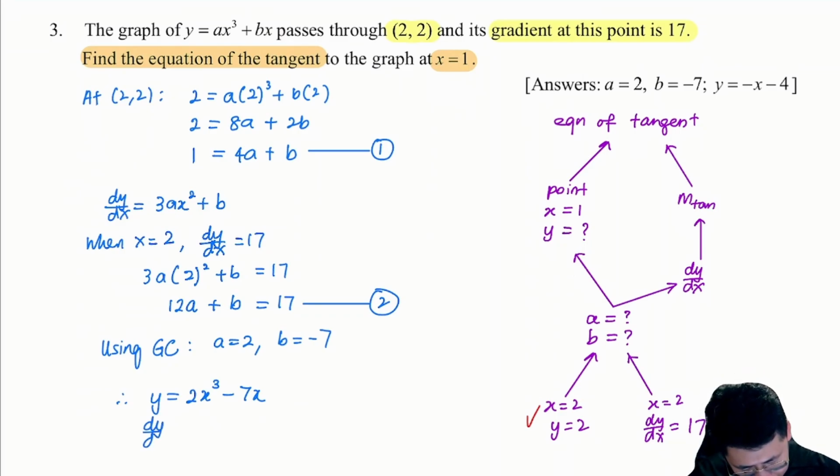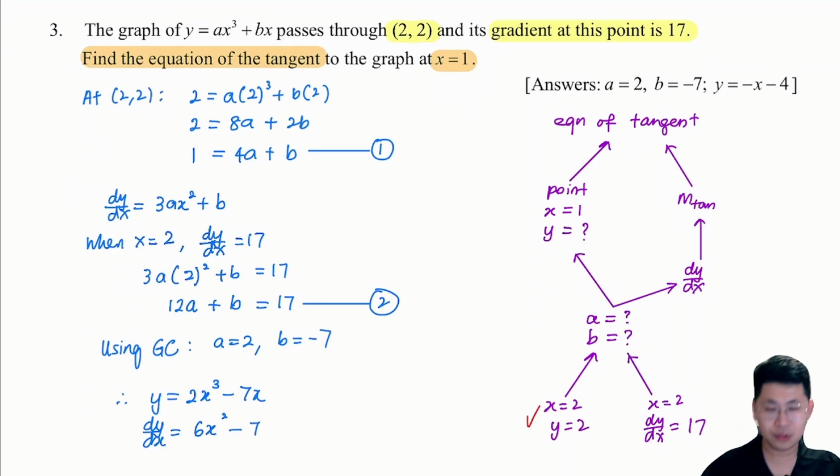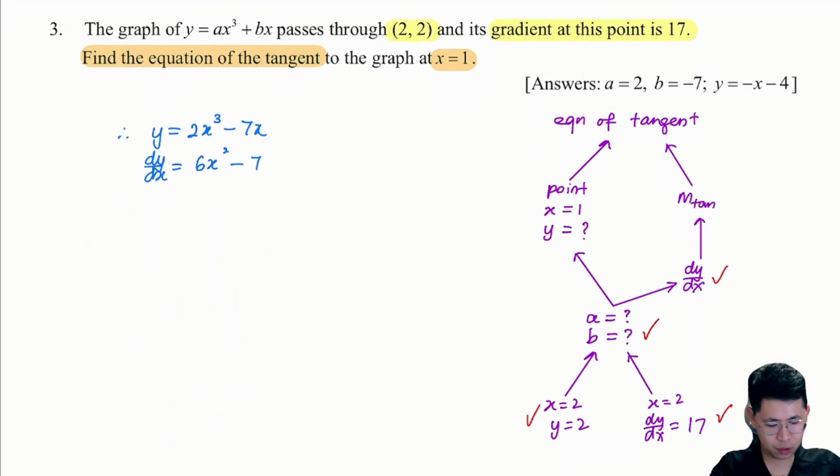So dy dx, making use of the values of a and b over here, 3 times 2, so this is 6x squared minus 7. So this is the dy dx. So we are not done yet. So far we've gotten this, we've gotten this dy dx already. Let me clear up the space here first, so that we have a bit more space for the next part.